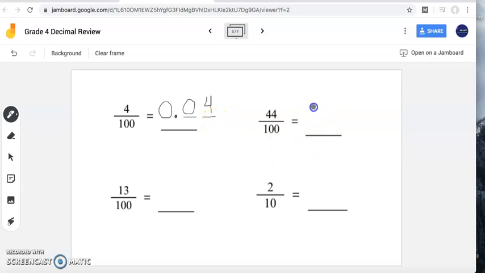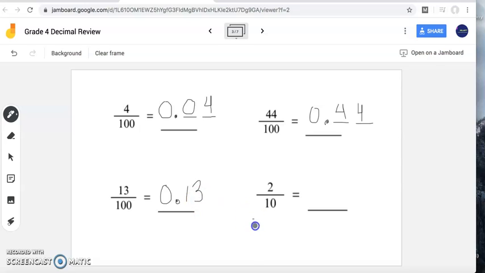But now here we have 44 hundredths, and again I'm hearing hundredths again. That means I'm going to have two digits to the right of my decimal point, and I'm going to represent 44 hundredths simply as 0.44. Now here we have 13 hundredths. Again, hundredths, two digits after my decimal point, representing 13 hundredths just like this.